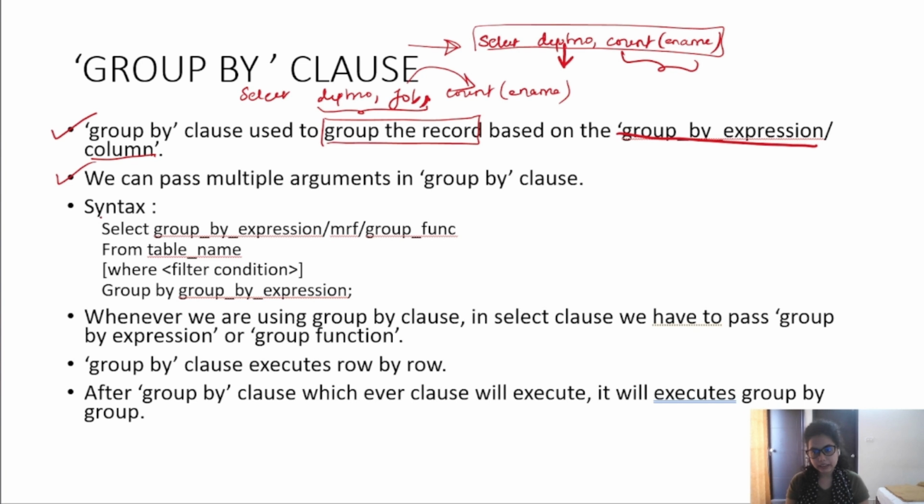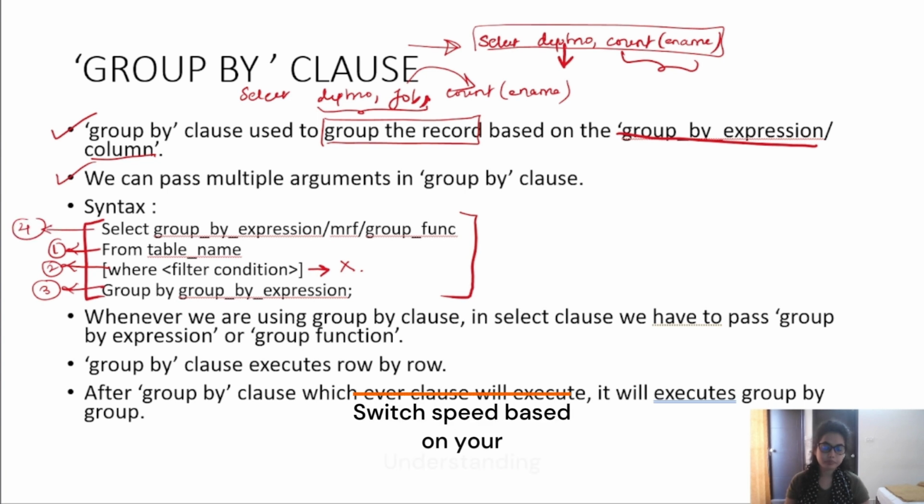Now this is the syntax you have to keep in mind. This part is in square brackets, which means it is not mandatory. Without using the where clause also, group by will work. So what is the order of execution? First the from clause will execute, then if a where clause is present it will execute, then the group by clause, then the select clause.